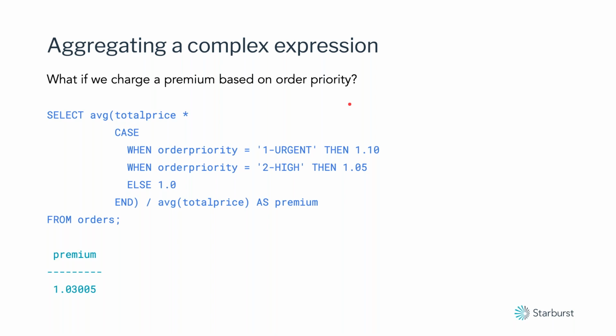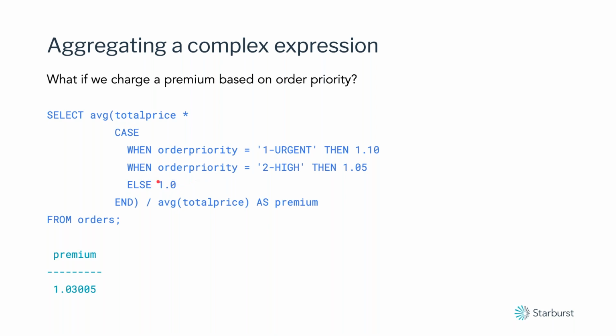So if we've got our orders table and we've got the different priorities, and we want to ask if we charged a premium for high priority orders, like how much would our additional revenue be? So we can say the average of total price times, and when the order priority is 1, then we'll charge a 10% premium.